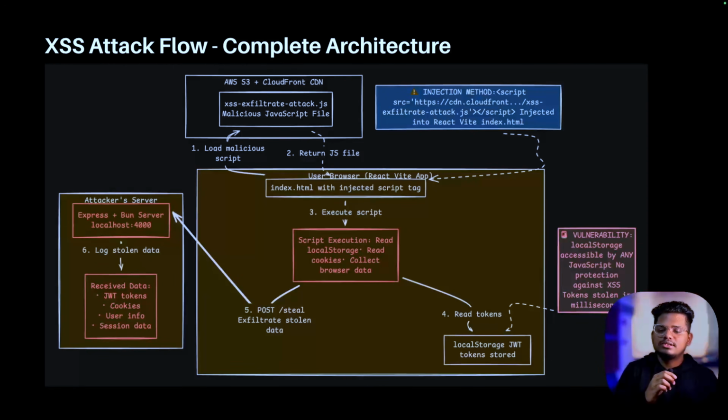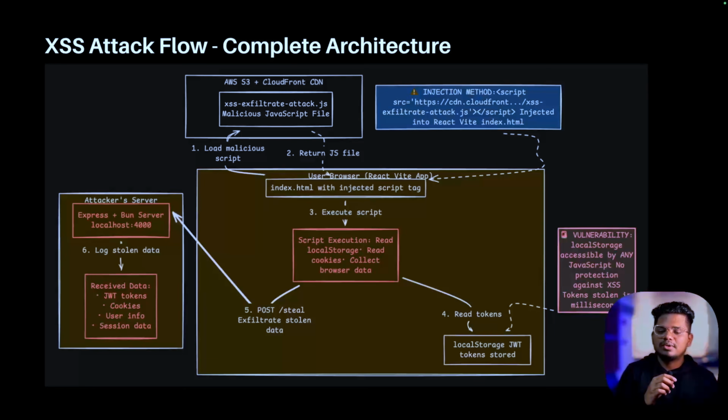Okay, so now let's see the complete attack flow from start to finish. Here is what happens. Step 1, the injection method. We inject a script tag into the React Vite app's index.html file. When the user's browser loads the page, it requests this malicious script from AWS S3 and CloudFront. The CDN returns the JavaScript file and it executes immediately in the user's browser. The script reads all tokens from local storage, captures cookies, and collects browser data. It sends everything via POST request to the attacker server at localhost port 4000.